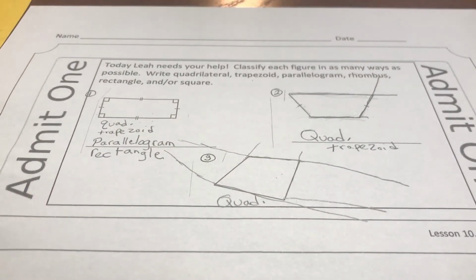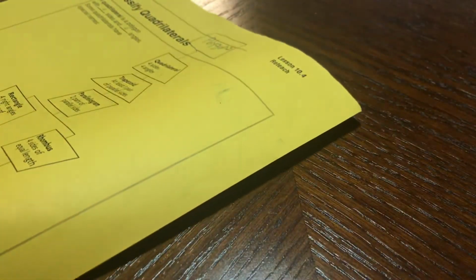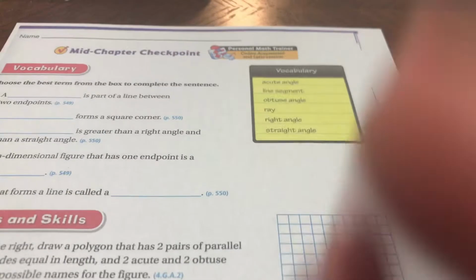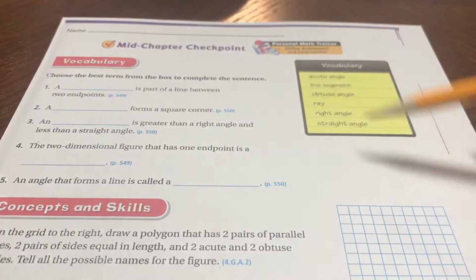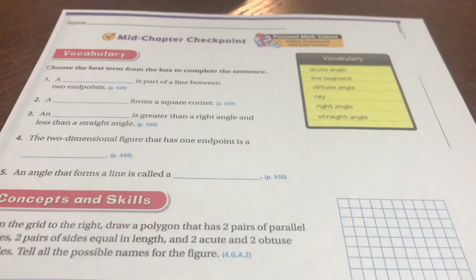All right, let's look at the mid-chapter checkpoint. Now, personally, I would have kept my resource out in front of me, which is Reteach 10.4, to answer these questions. All right, so let's take a look. So, of course, we have 5 blanks. They gave us 6 words. They always do.